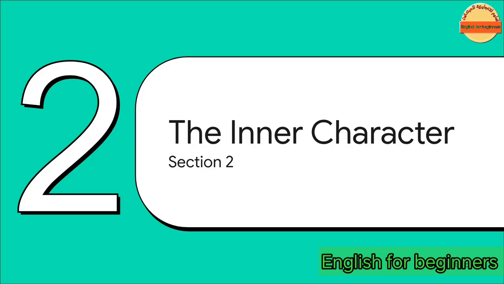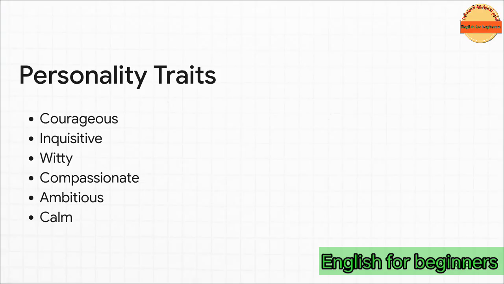But a person is so much more than what they look like, right? I mean, the really interesting descriptions go deeper. And that brings us to our second toolkit. Words that show us a person's inner character. And these are the words that tell us who someone truly is, not just what they look like on the outside. Are they courageous in the face of a challenge? Are they super inquisitive, always asking questions? Maybe they're known for being incredibly witty, or they're just a deeply compassionate person. Words like ambitious or calm don't describe a face, they describe a soul.